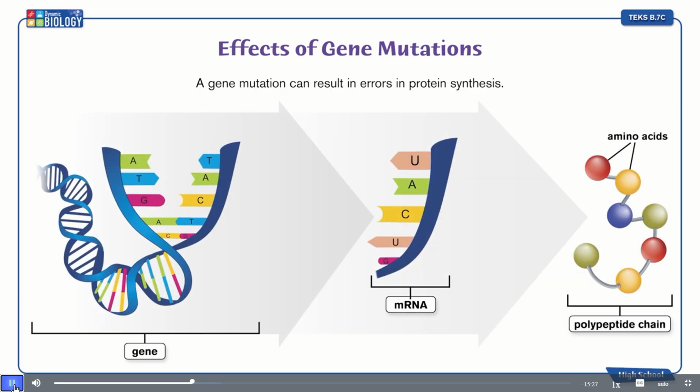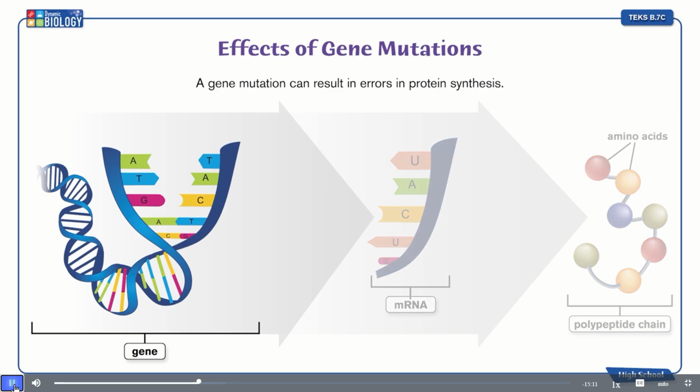Why is the specific sequence of amino acids in a polypeptide chain important? It impacts the protein's shape and size. Now, think about how a gene mutation might affect this process. Look at the model of the gene. A base pair is being highlighted.